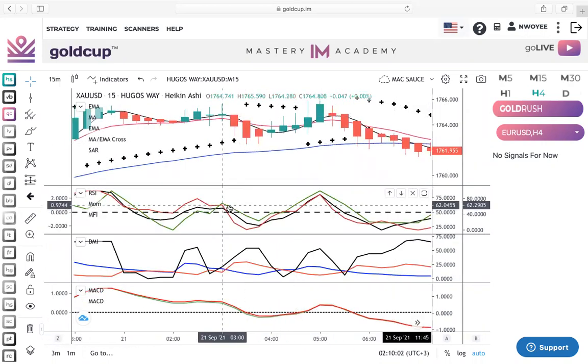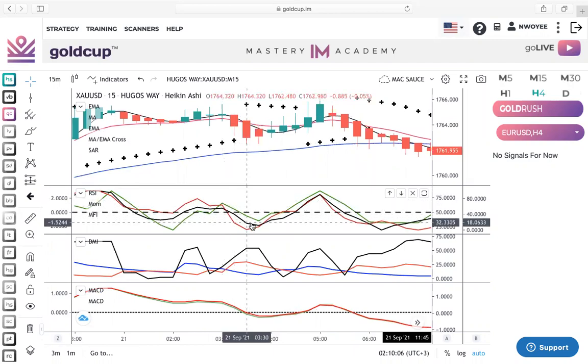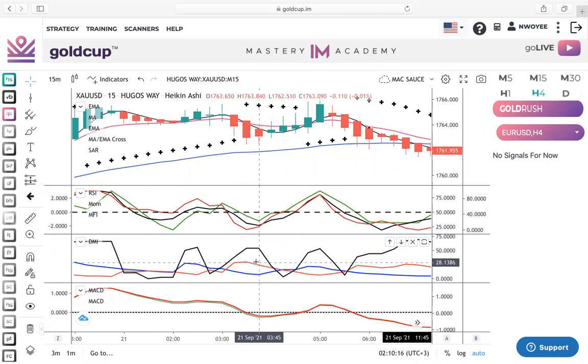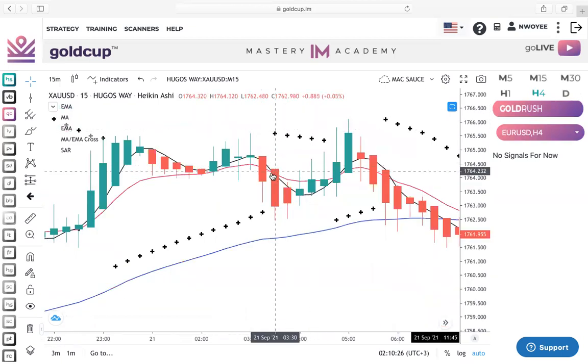Now, your 3 lines need to cross this dotted line going down. The red needs to be on top because the sellers are in control right now. The red needs to be on top of the blue, and then the MACD needs to cross the dotted line. And look at that move right there. It crossed on this candle. We have this one confirmation, 2, 3.